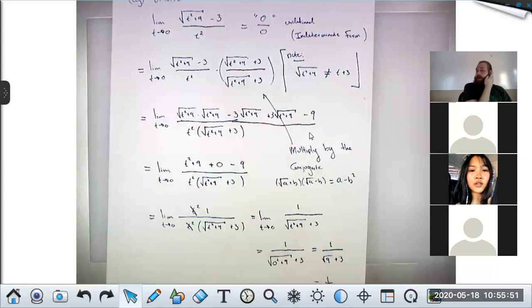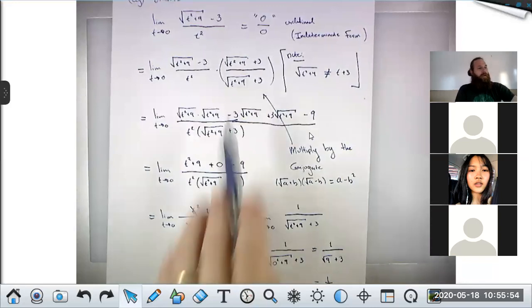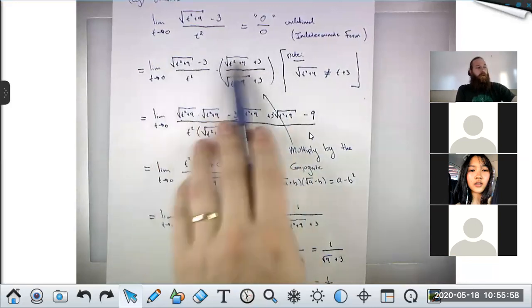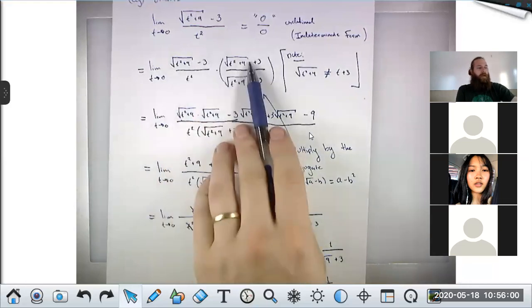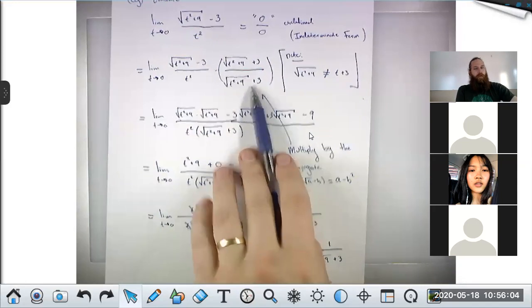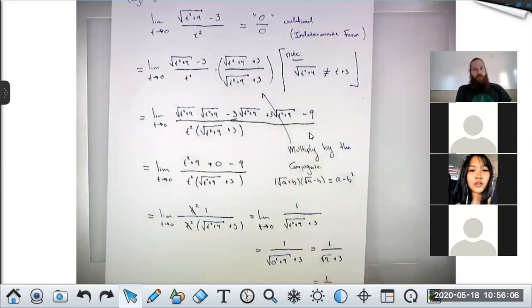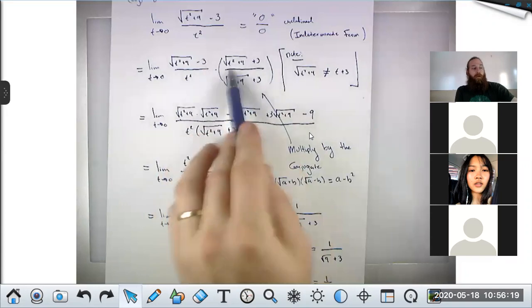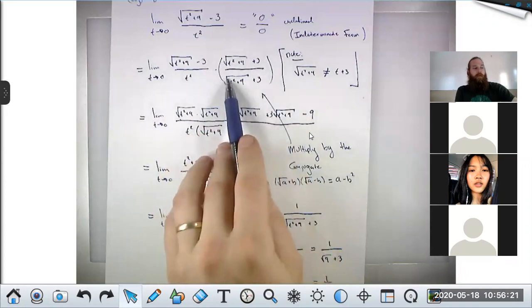And knowing that ahead of time is what told me to go ahead and do this. I wanted to multiply the top by its conjugate, which means I also need to multiply the bottom by that, right? Just like when you're finding a common denominator in fractions, you have to multiply the top by something if you multiply the bottom by something. You can multiply by any number as long as you multiply on the top and the bottom. So I wanted to multiply the top by this, which means I also need to multiply the bottom by this.